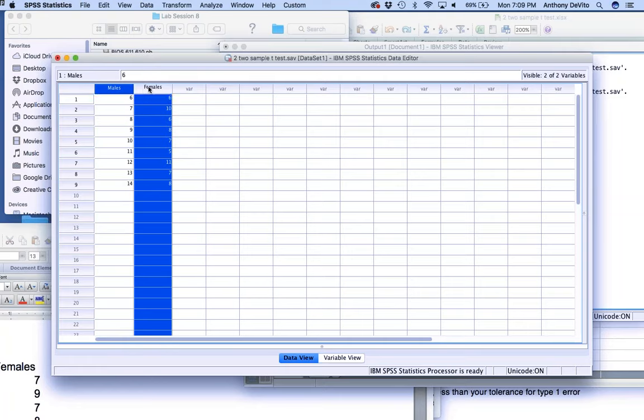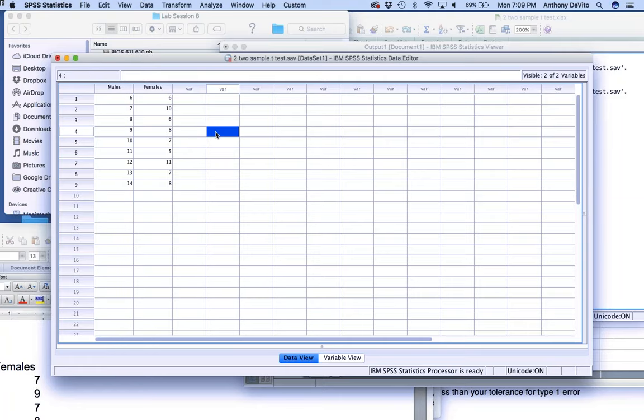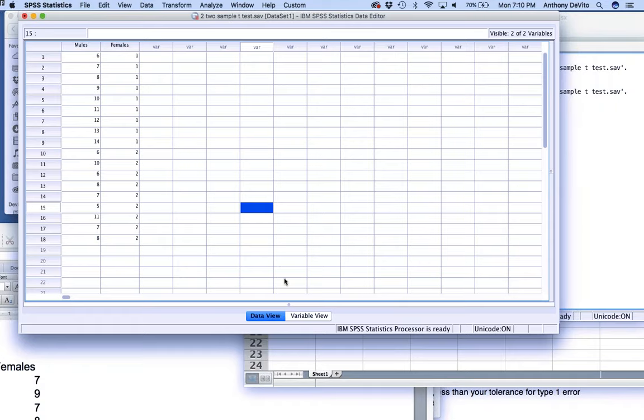As far as SPSS is concerned, these are two different variables, and it really can't work with comparing the means of the two of them. So what I'm going to do is take these 9 values and copy them down here. Then watch what I'm going to do: I'm going to change this to a 1 and copy that all the way down. And then from 10 on, I'm going to call it 2. Okay, good. Now I'm going to go to the variable view.